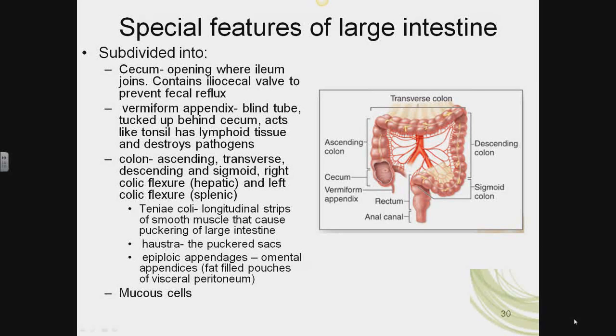Finally, the large intestine ends as a retroperitoneal structure that connects to the sigmoid colon, and this is the rectum. All of the mucosae for the large intestine, by the way, consists of simple columnar epithelium.